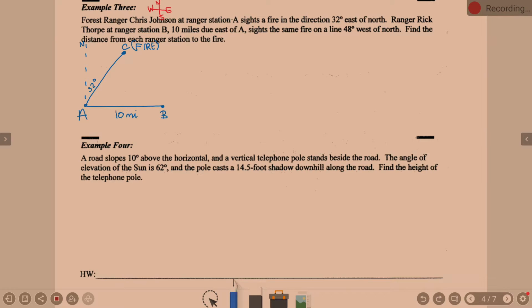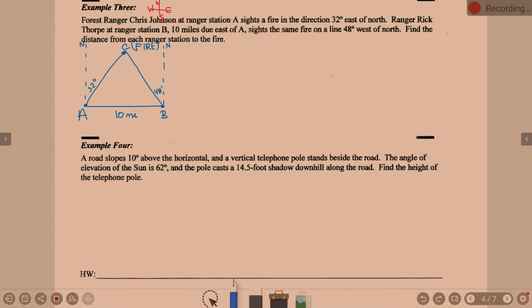And then he sights the same fire on a line 48 degrees west of north. So where is north? North is straight up, yes? So where's west of north? That's to the left, which makes sense because that puts the fire in between them, right? And then that tells me that this angle right here, in between due north and west of north, is 48 degrees. We got all the information?